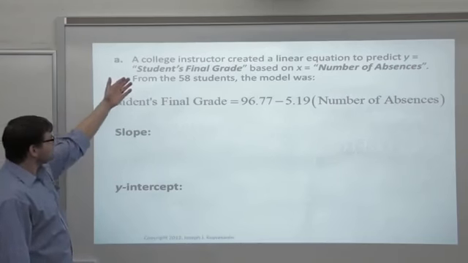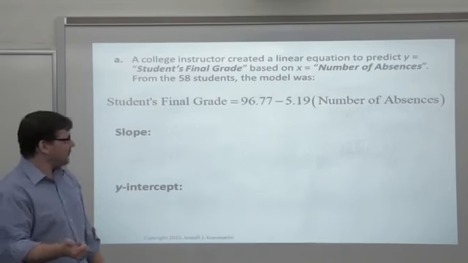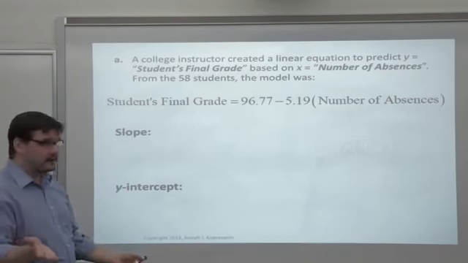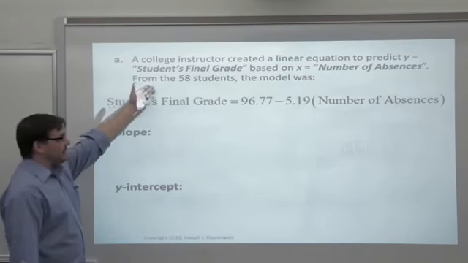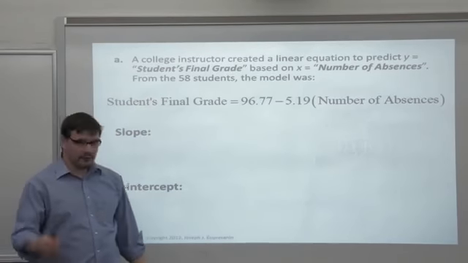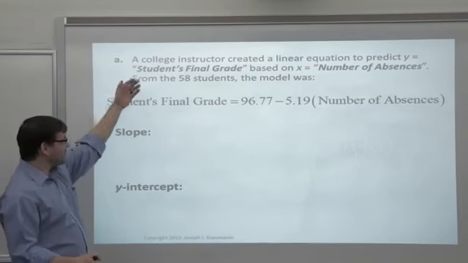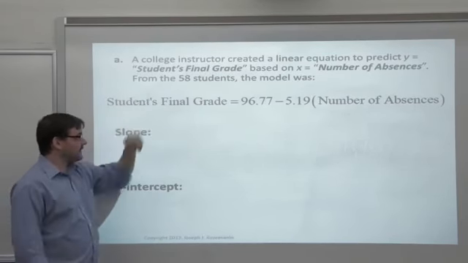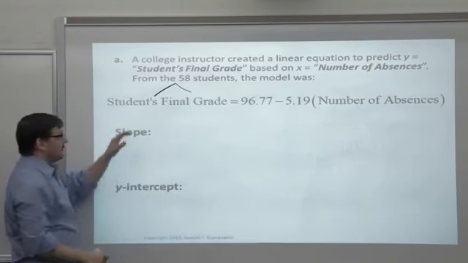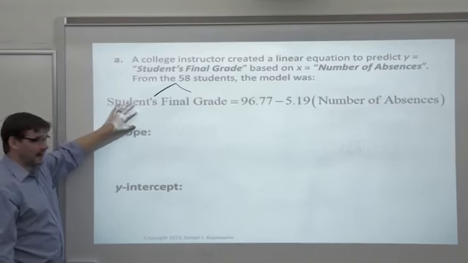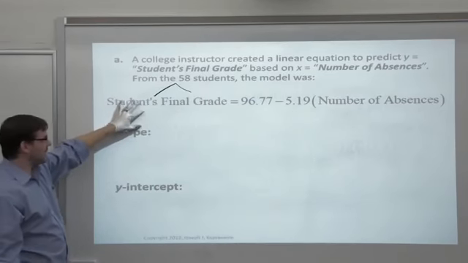So, part A. A college instructor created a linear equation to predict the y variable, a student's final grade, the number grade, so 92%, 87%, 52%, based on how many absences. So the x variable will be how many classes you were absent for the semester, and based on your absences, we'll try to predict final grade. 58 students in the class. Here's the equation. We'll put a hat on y in your notes, since we're predicting y. The software that we use has a hard time putting hats on the words, so we'll keep putting them on in the notes.